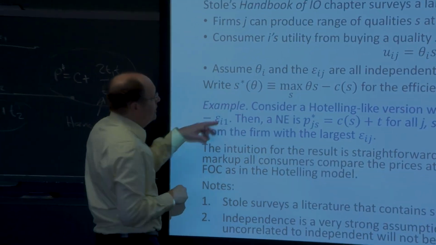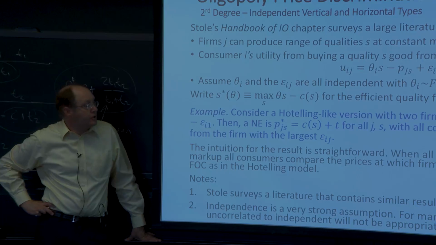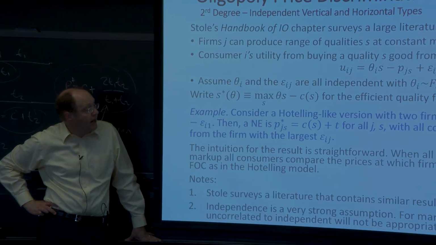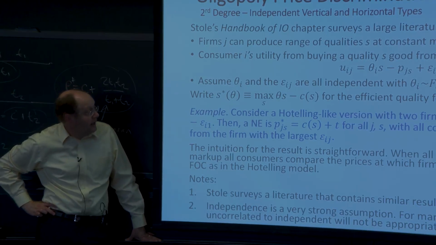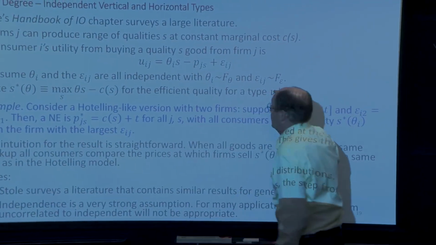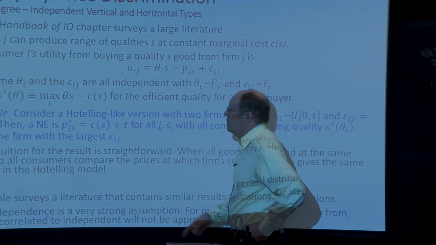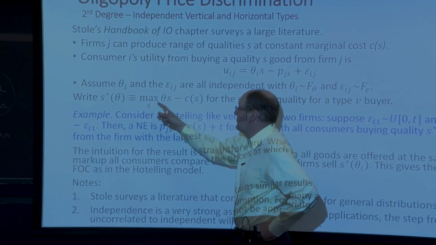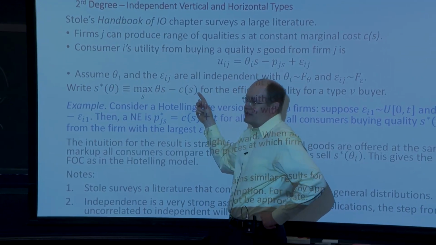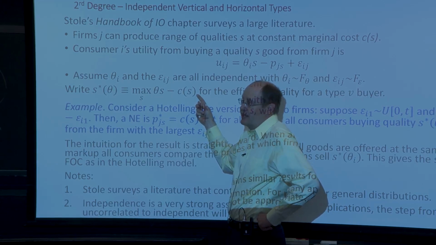So let me define S star of theta to be the efficient quality for a consumer of type theta to buy. So if you have a type theta consumer, they ought to be buying quality that maximizes theta times S minus C of S. So this is, if the goods were sold at cost, what would they buy? That's the efficient thing to sell to them.